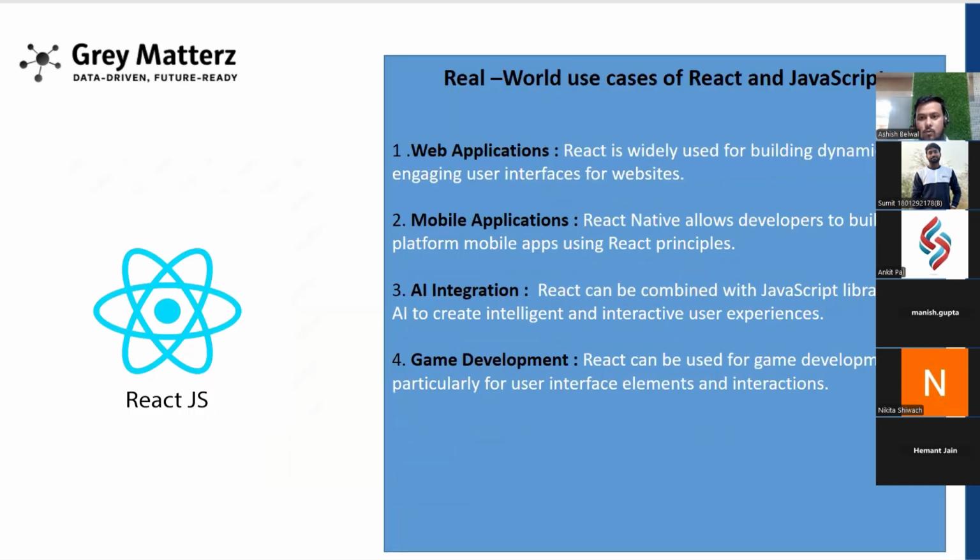The real-world use cases of React and JavaScript are web applications, mobile applications, AI integration, and game development also. For web applications, React is widely used for building dynamic, engaging user interfaces for websites. For mobile applications, React Native allows developers to build cross-platform mobile apps using React. For AI integration, React can be combined with JavaScript AI libraries to create intelligent and interactive user experiences. For game development, we also use React and React Native.